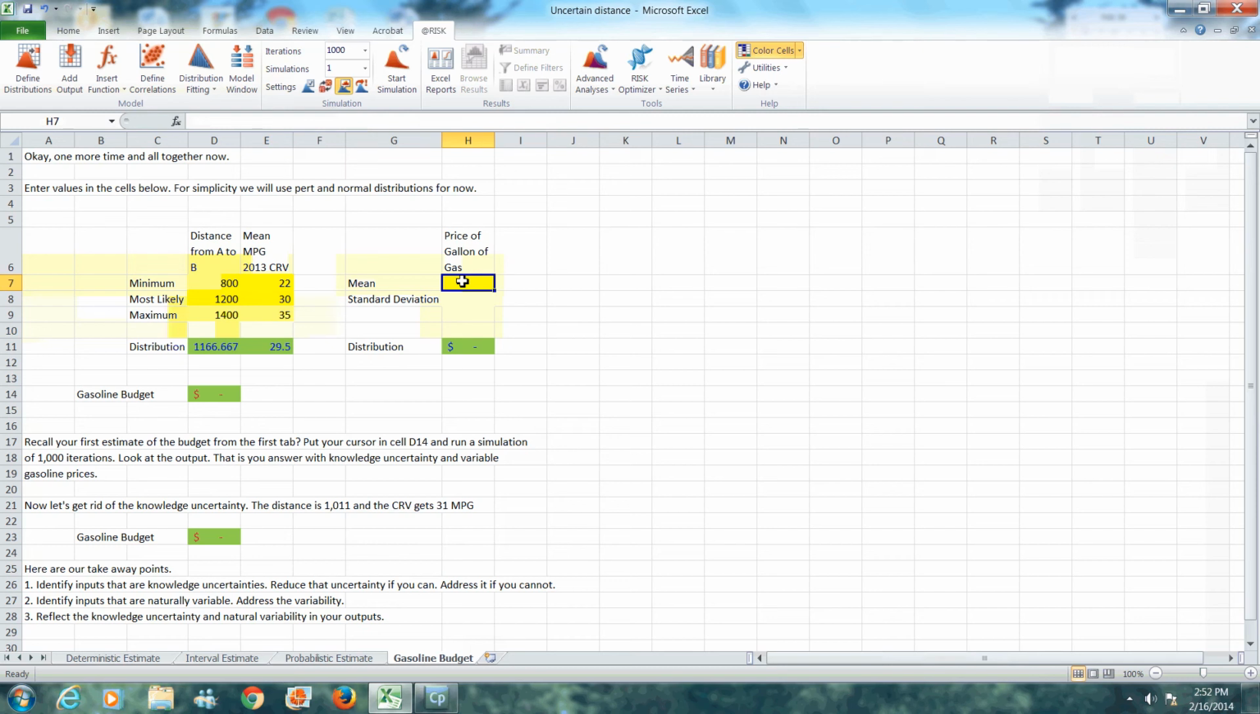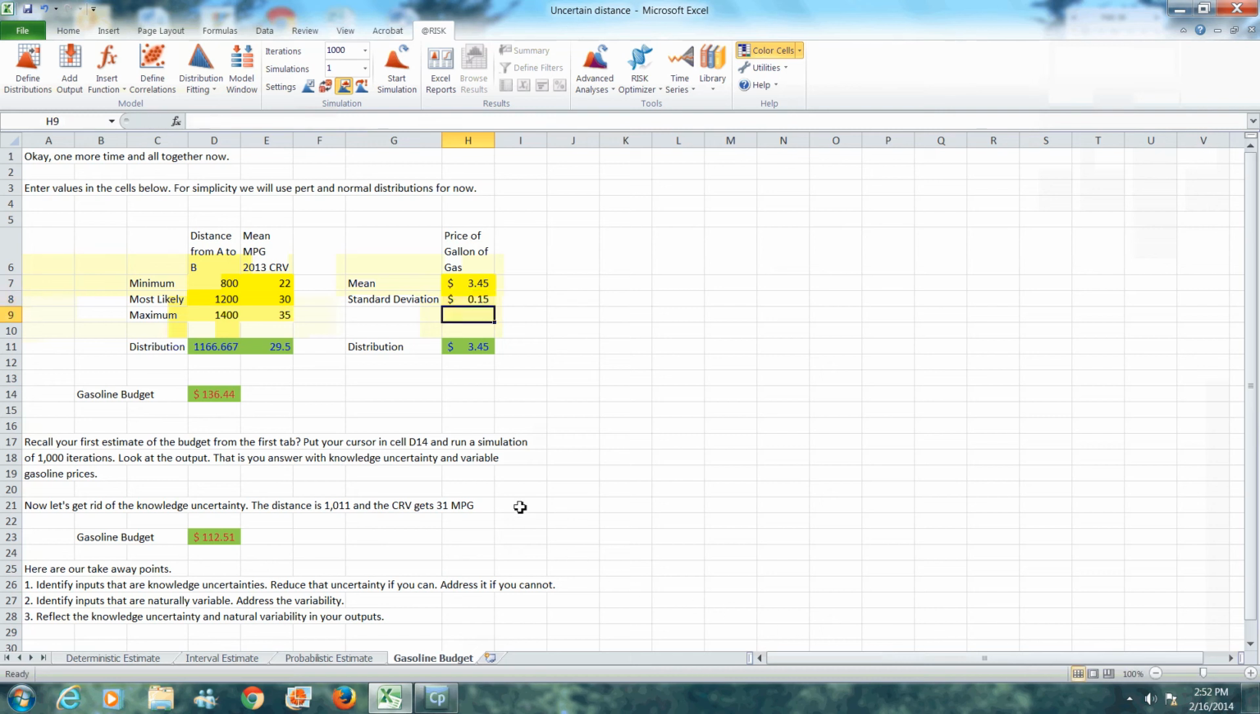It varies for a number of reasons, the time of year being one of them, the state, its taxes, and all those sorts of things. So here I'm going to say I believe the average is going to be $3.45, and let's suppose, just for convenience right now, that I have some data that tells me that's the average for the states I'll be passing through. And there's a standard deviation of 15 cents.